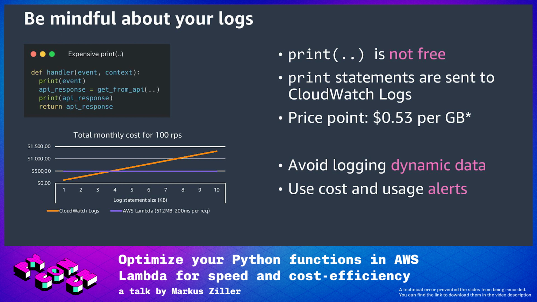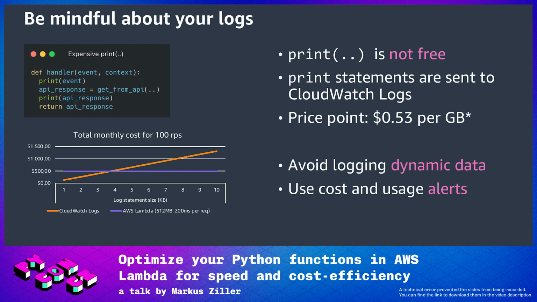Be mindful about your logs. We heard about this earlier in the talk by Space Now. Print in the cloud is not free, and it's the same on AWS. When you print in your Lambda function, this goes to CloudWatch logs, and there's a price point to this, and that is comparatively cheap. It's around 50 cents per gigabyte. And for most Lambda functions, you would not really care about this. You will start to care if your Lambda function has a lot of traffic.